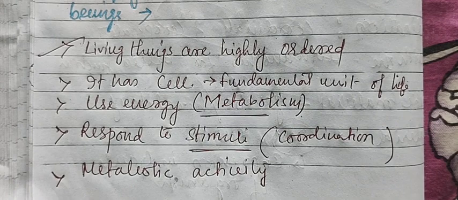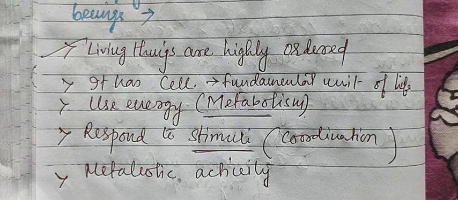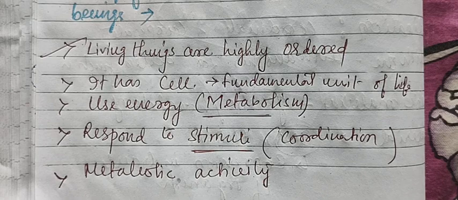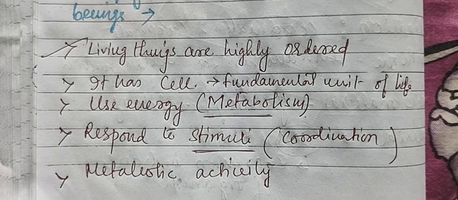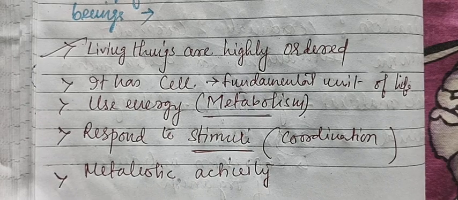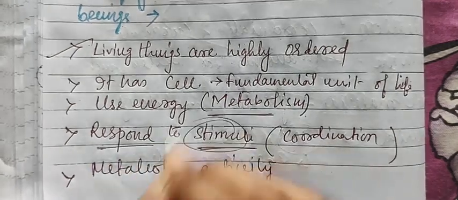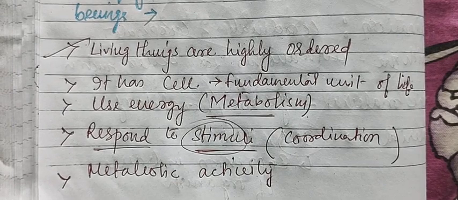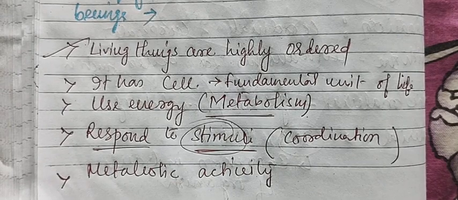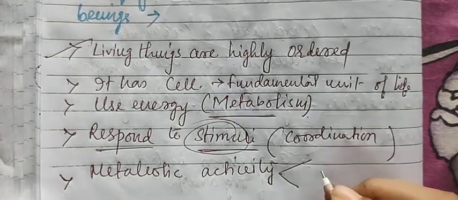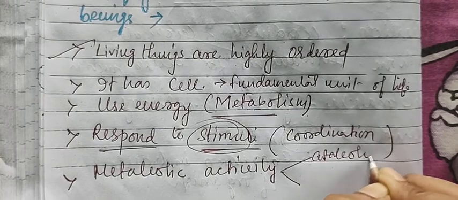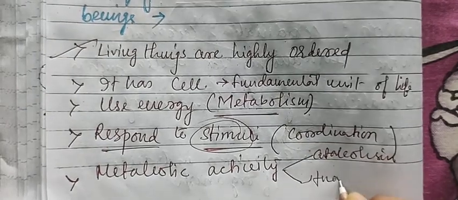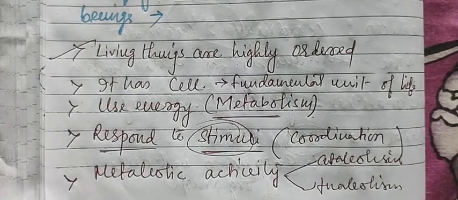Next one is respond to stimuli. Suppose I touched one hot object, then immediately I will take my hand off. So this is called the response to the stimuli. This process takes place by the coordination process, especially by the nervous system. Next one is metabolic activity, like catabolism and anabolism.